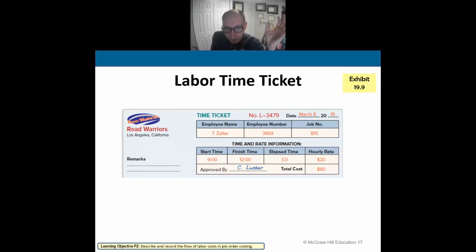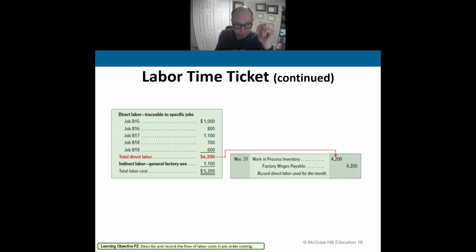Here's an example of a time ticket. This is one employee working on one job, and I've tracked the time that this employee worked on that job. And I take the total time worked times the hourly rate to get the total cost for that one employee for that one job. I add up all of the other employees that worked on that job to get the total cost of labor for that job. And of course, this is how I track how much to pay my employees: hourly wage times number of hours.